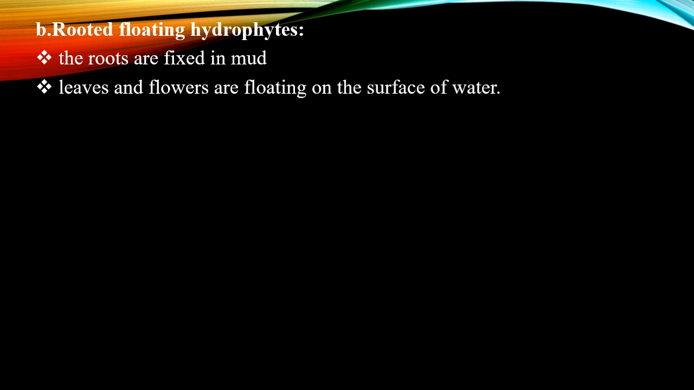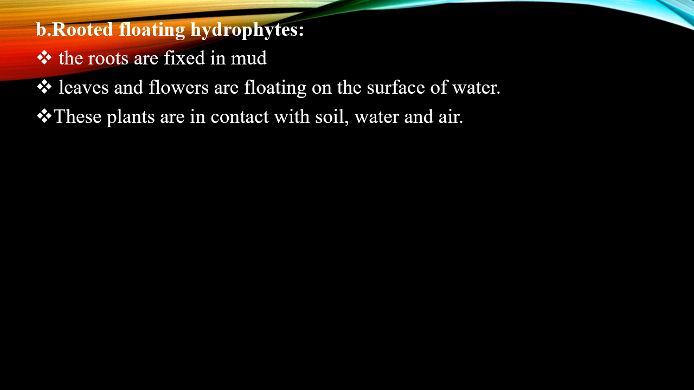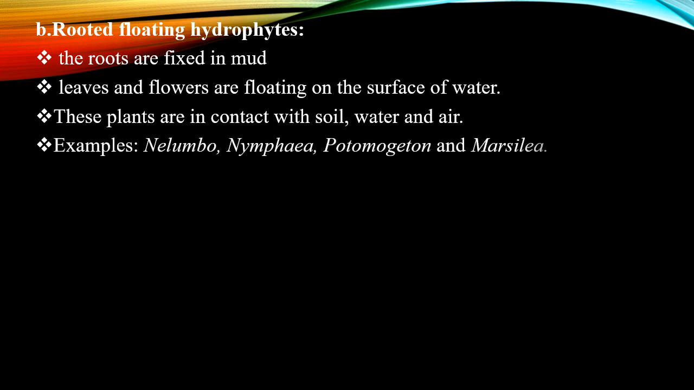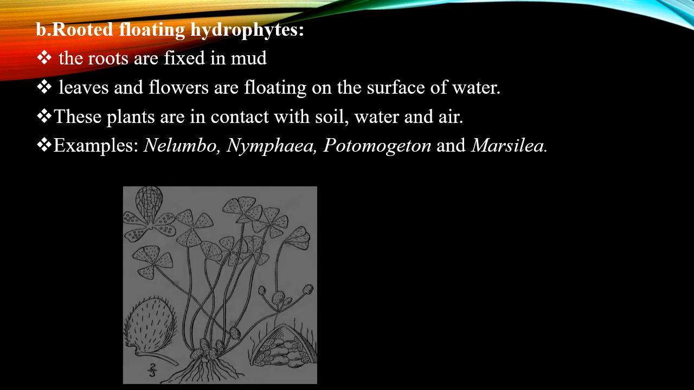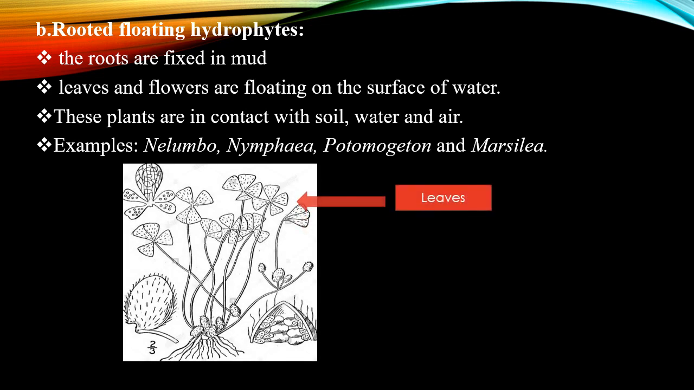Now let us see the rooted floating hydrophytes. In rooted floating hydrophytes, the roots are fixed in mud. The leaves and flowers are floating on the surface of the water. So these plants have contact with the soil, water and air. The examples for rooted floating hydrophytes are Nelumbo, Nymphaea, Potamogeton and Marsilea.